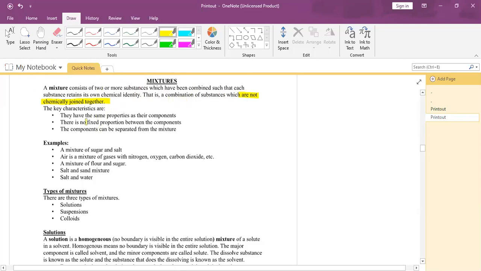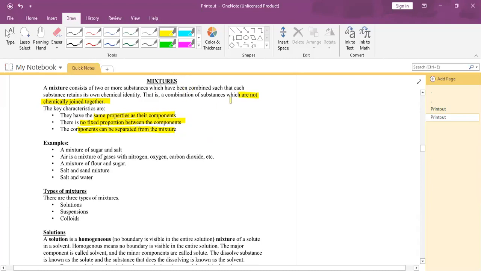So the key characteristics are, they have the same properties as their components. If I put sand in water, the sand maintains its properties. Water maintains its properties. Okay, there's no reaction. There's no fixed proportion between the components. I can mix any amount of water with the sand. The components can be separated from the mixture. I can separate the water from the sand by a certain process, right? So these are the properties of a mixture. Keyword, there's no chemical reaction combining the two.